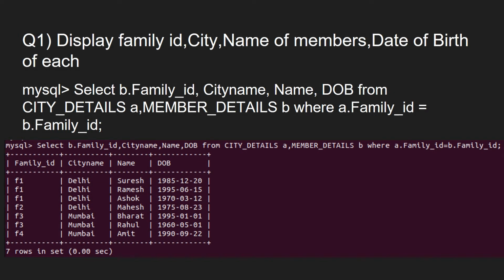Let's move to our very first query. In this query, we need to retrieve the family ID, in which city they are living, the names of the family members and their date of birth. Our first approach is to identify which tables we need for this query. So, for this query, we require the city details and the member details tables.